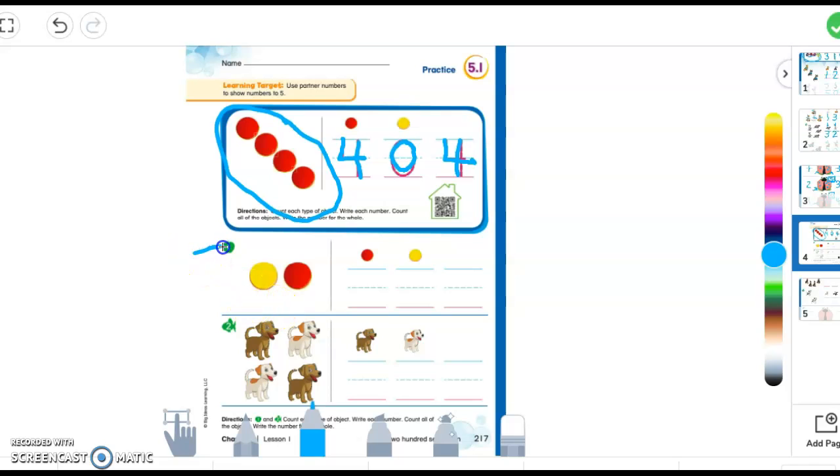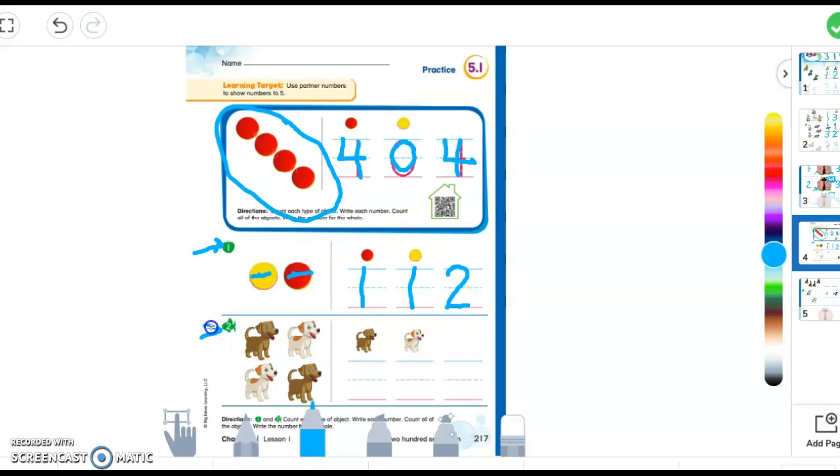Okay, let's go to the number 1 apple. How many in our set are red? 1. How many in our set are yellow? 1. So 1 and 1 is 1, 2. 1 and 1 is 2. Part of our set has 1. Another part of our set has 1. And 1 and 1 makes a whole, which is 2.